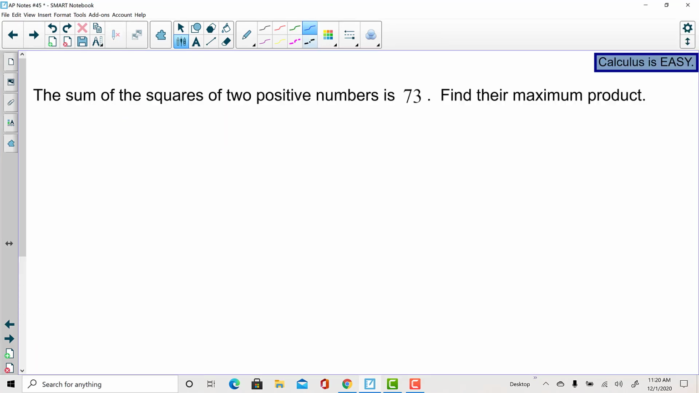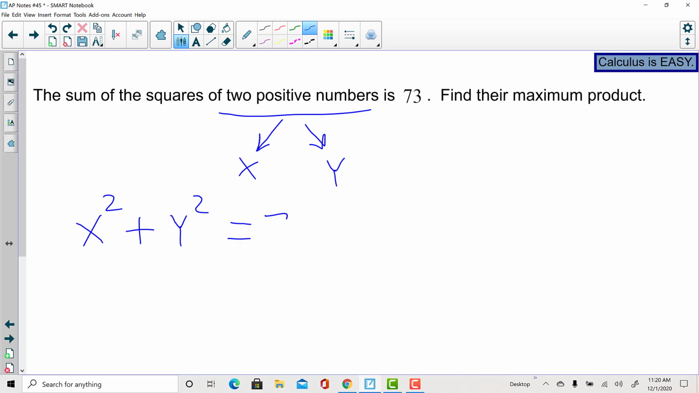Okay, for this example, we have two positive numbers. So we're going to call those numbers x and y. Those will be our two positive numbers. It says the sum of the squares of those numbers, so we need to square both of them and add them together, is 73. So we're going to say equals 73.